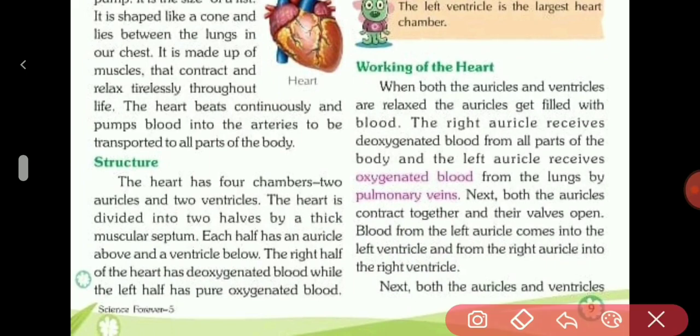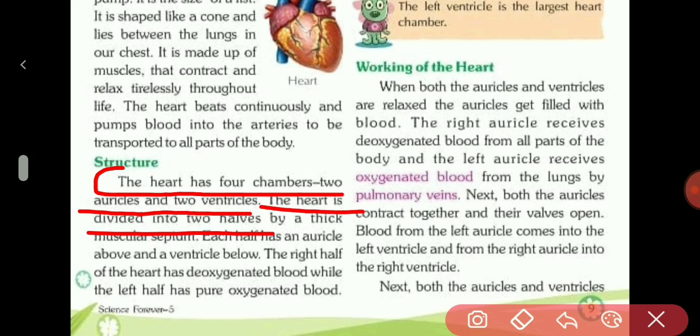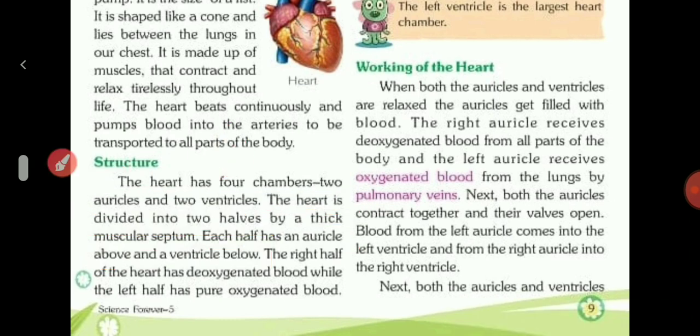Write the answer from here. The heart has 4 chambers, 2 auricles and 2 ventricles. The heart is divided into 2 halves by a thick muscular septum. Each half has an auricle above and a ventricle below. So this is the answer of first question. You can write it from here.